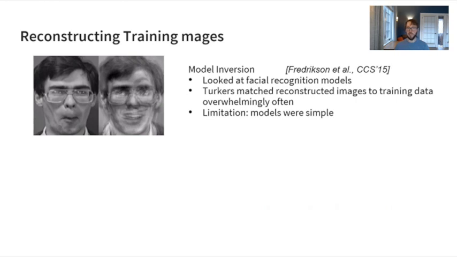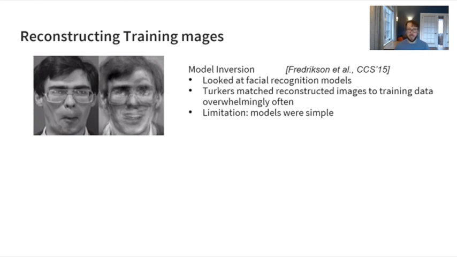And this is work by myself with Tom Ristenpart and Somesh Jha back in 2015. We were looking at facial recognition models, like shown in the image here, that predict the identity of an individual who is shown in an image. And what we found is that it was possible to reconstruct approximate examples that reasonably well resemble the training data. And by reasonably well, we did a Mechanical Turk study and found that humans were, in the overwhelming majority of the time, able to match the reconstructed face from this attack to an image taken from the training data of the person who was targeted for reconstruction.